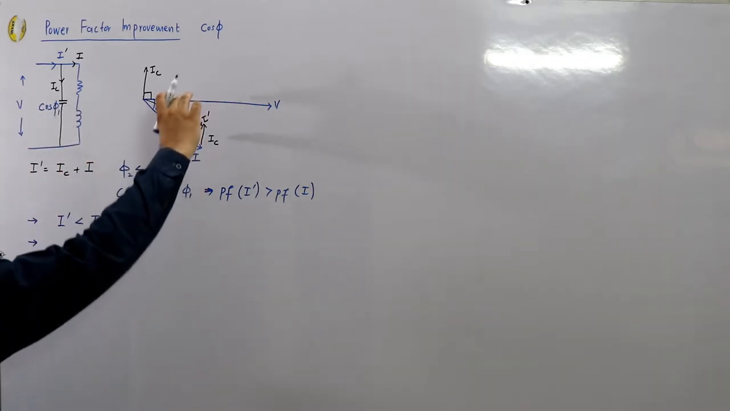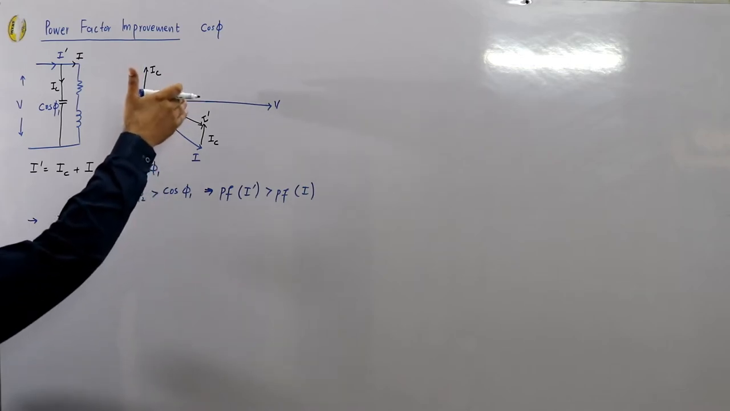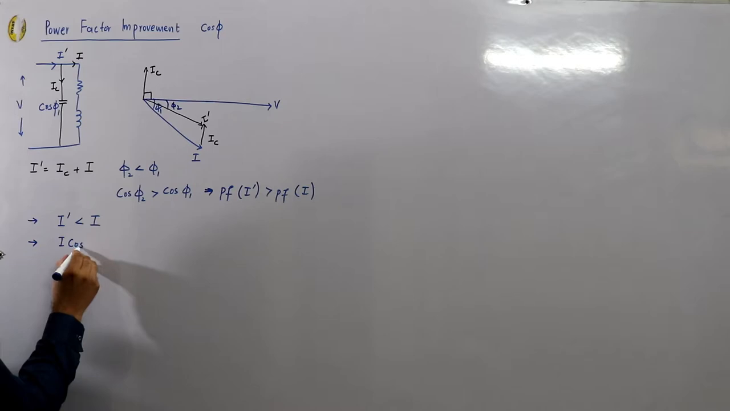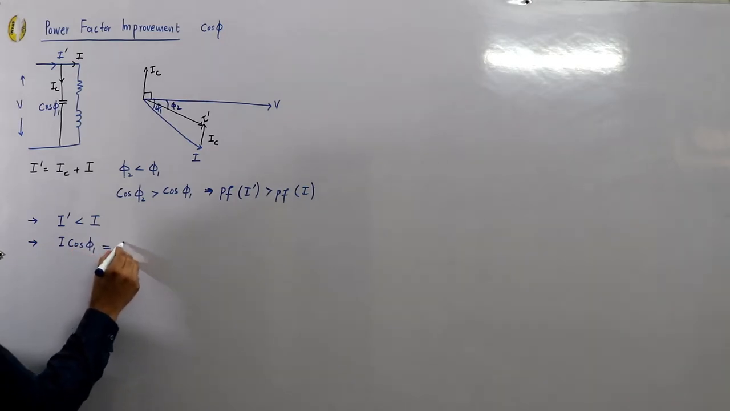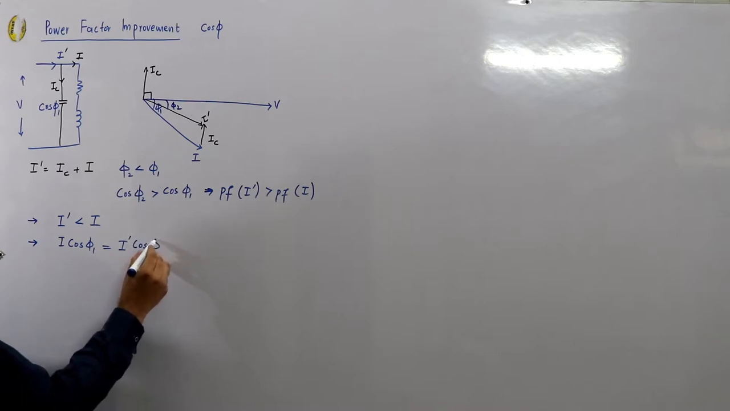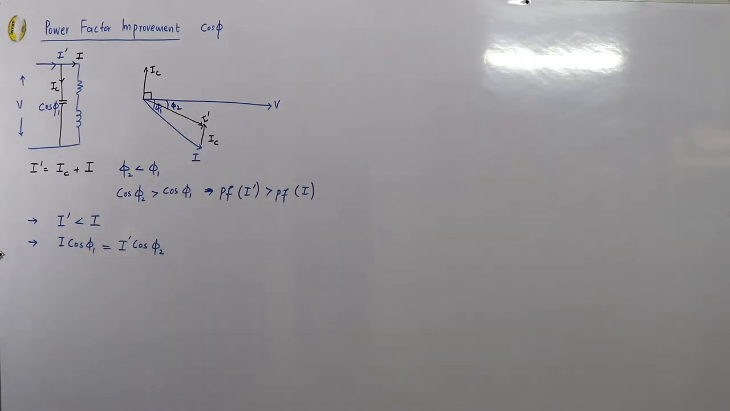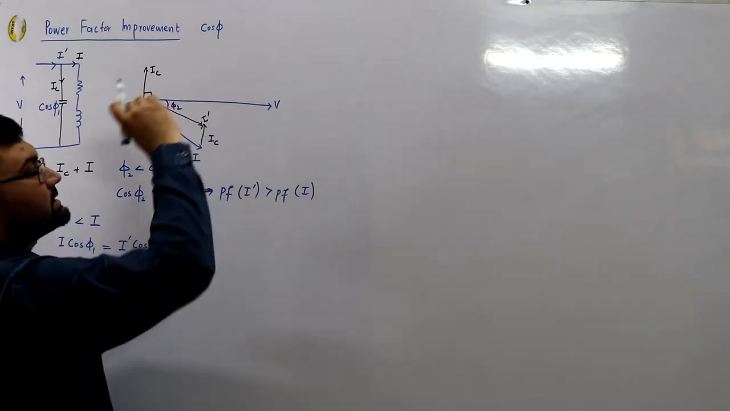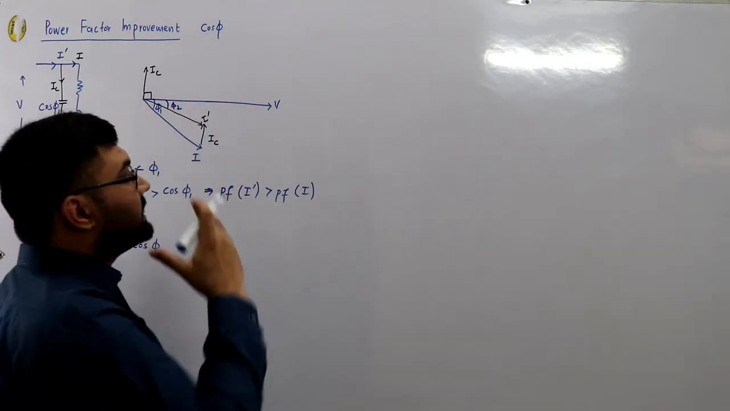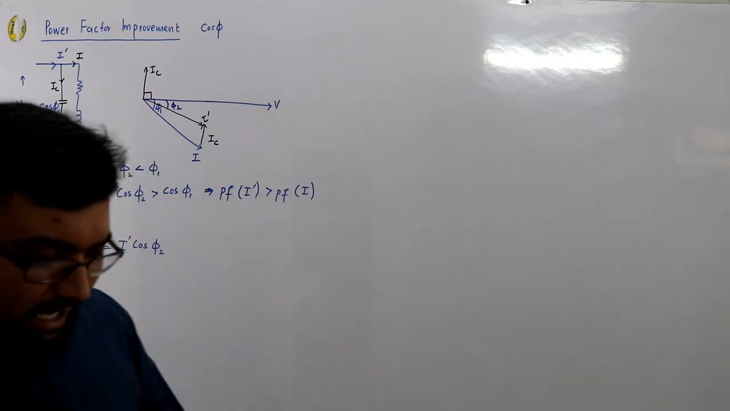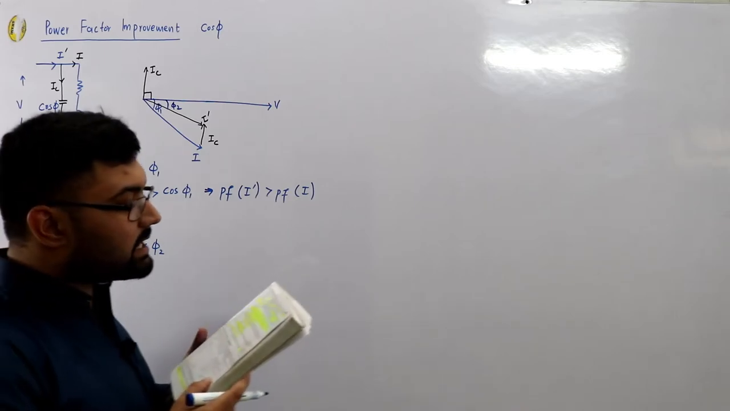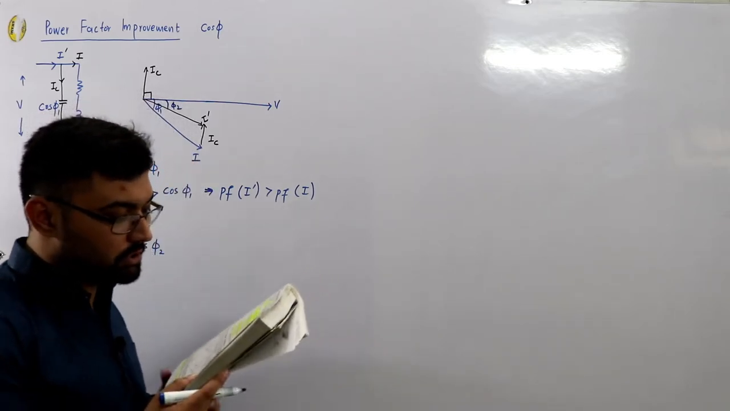Have a look. I cos phi, the projection on the x-axis. I cos phi 1 is equal to what? It is equal to, after power factor correction, I dash cos phi 2. So have a look, both the projections are the same, which means the wattful component or the active component is the same before and after correction. This is phi 2. Yes, the lagging reactive component is reduced.